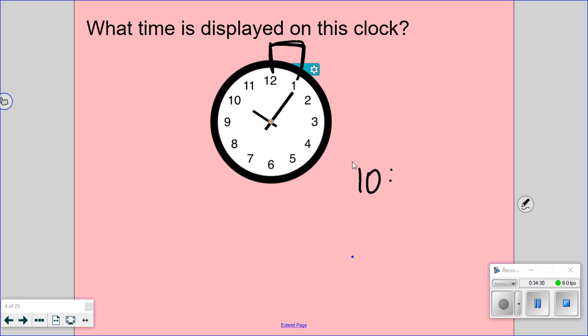Which means I have 0, 5 minutes. This is worth 5. I can put as many zeros as I want in front of it and it's still going to be 5. So I would read this time as 10:05. So far, so good. Yeah. Let's try another one.